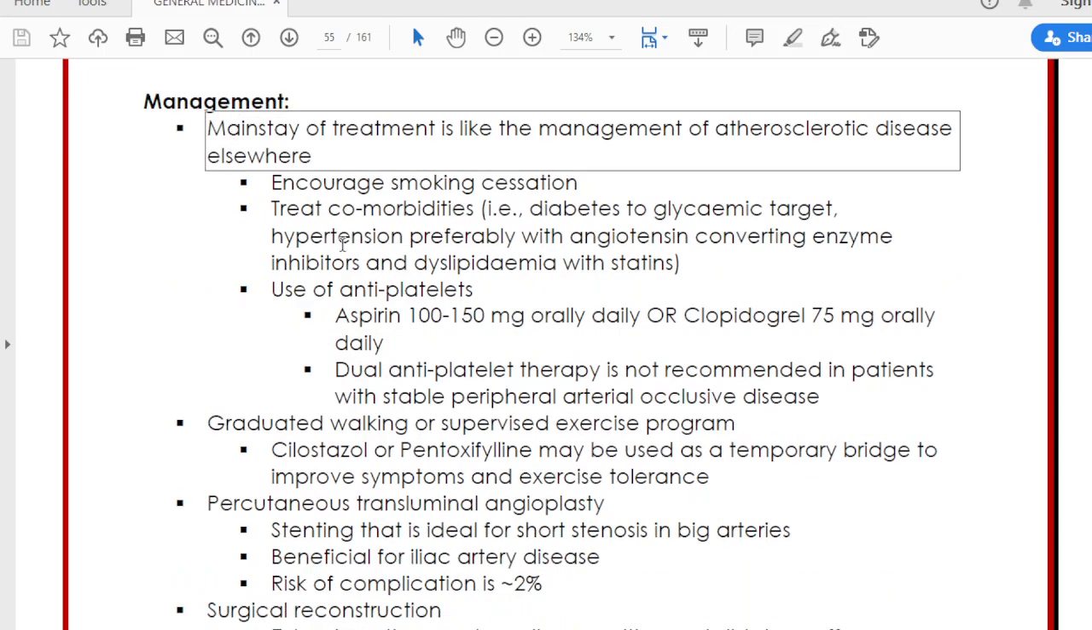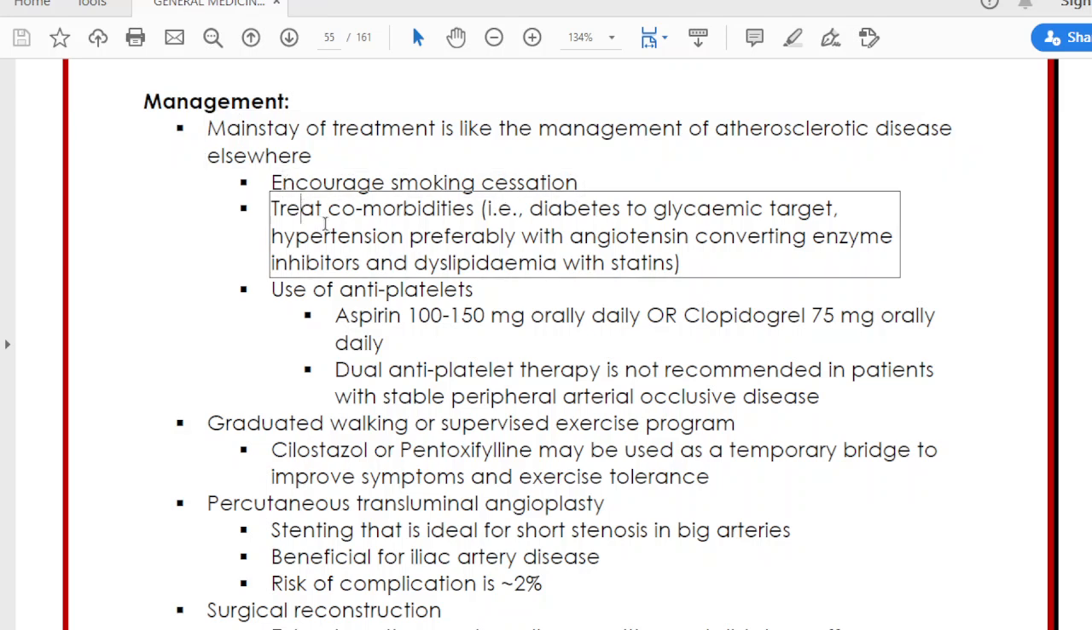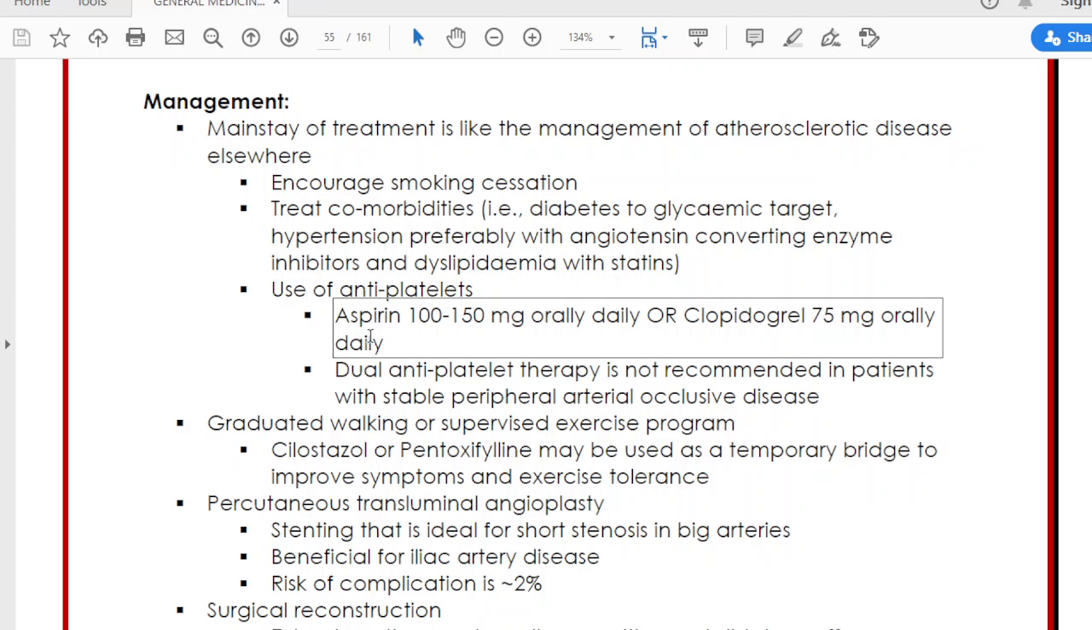Management. Mainstay of treatment is like the management of atherosclerotic disease elsewhere. Encourage smoking cessation. Treat comorbidities: diabetes to glycemic target, hypertension preferably with angiotensin-converting enzyme inhibitors, and dyslipidemia with statins. Use of antiplatelets: aspirin 100 to 150 mg orally daily or clopidogrel 75 mg orally daily. Dual antiplatelet therapy is not recommended in patients with stable peripheral arterial occlusive disease.